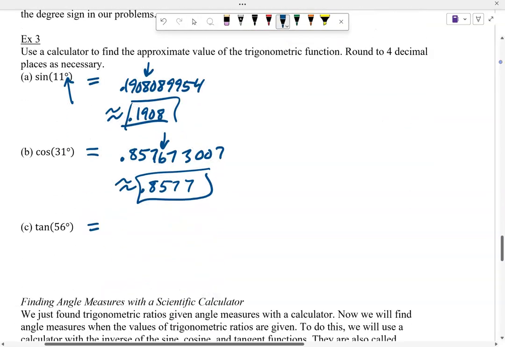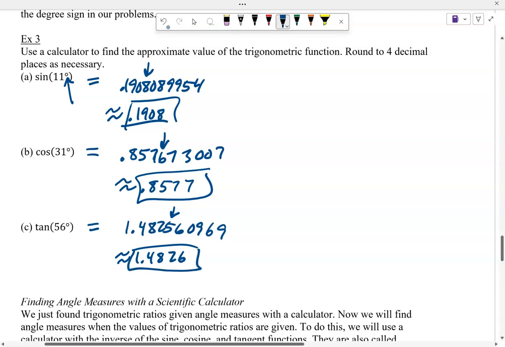And finally, let's punch in tangent 56. Similarly, make sure you're in degrees. This is what you'd get here, 1.482560969. We'll also round that to 4.